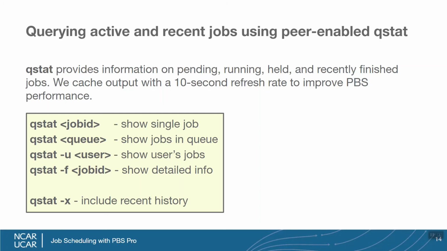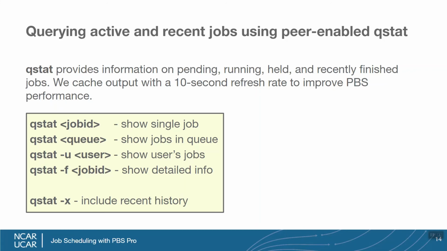On Cheyenne and Casper, we do cache the output of qstat with a 10-second refresh rate, and this is done to help improve PBS performance, because if people run a lot of qstat commands frequently, it can slow down the server, which also affects running jobs and pending jobs. So we do cache it, but it updates very frequently, so it shouldn't generally put any impositions on workflows.